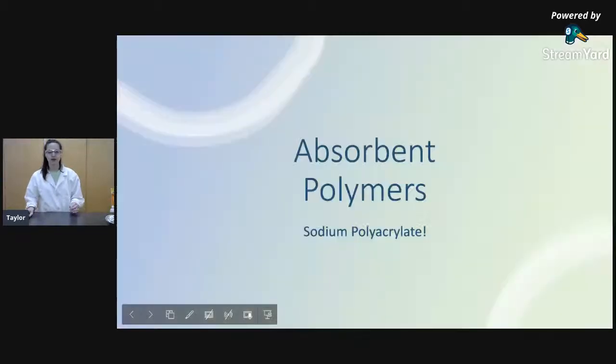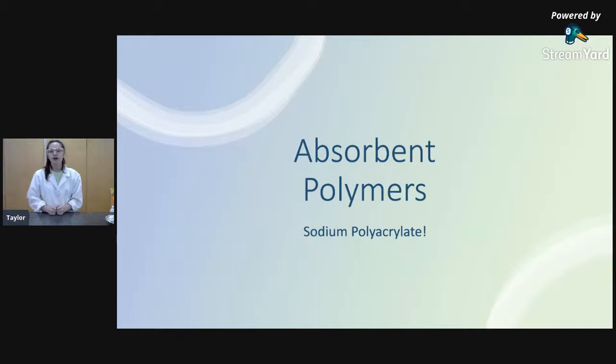We're next going to talk about absorbent polymers. So the first one we have is something called sodium polyacrylate, which is sometimes called the diaper polymer. It's called this because it's used in diapers, pretty obvious. Sodium polyacrylate is super absorbent, so much so that when you add water to it, it soaks it all up and turns it into like a jelly-like substance, which is perfect for keeping diapers nice and dry. So let's see it in action.